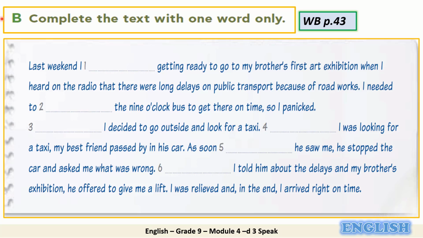B. Complete the text with one word only. Workbook page 43. You can stop the video, answer the questions, then check your answers. Let's do number one first. I was getting. This is past progressive.